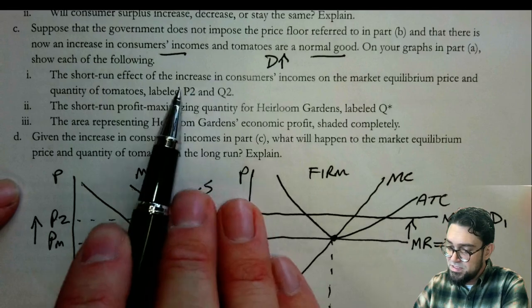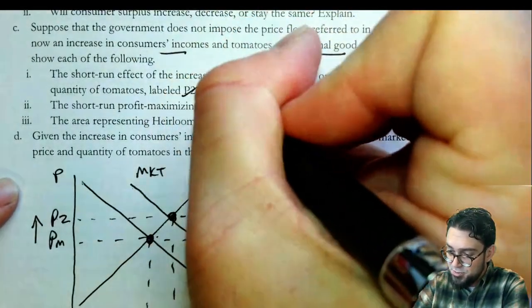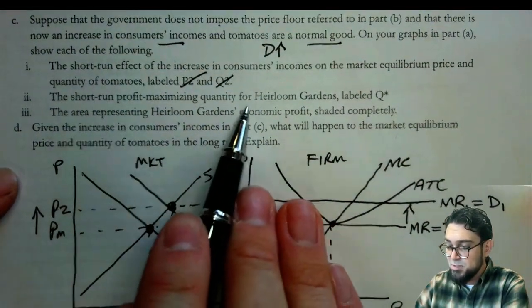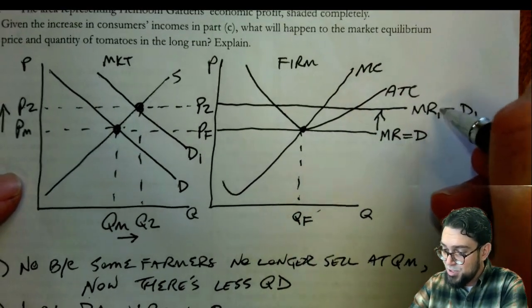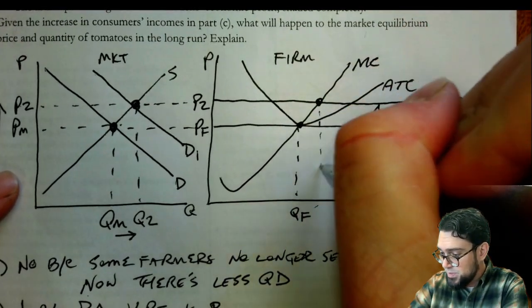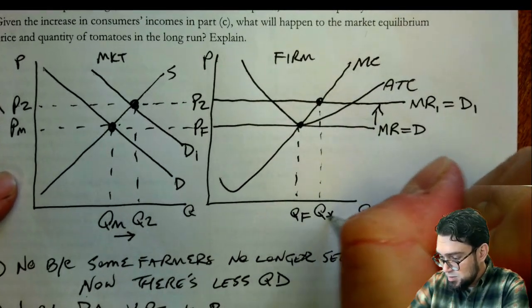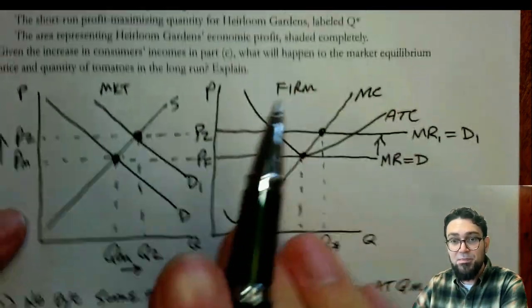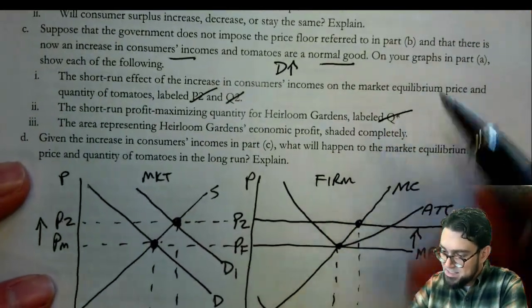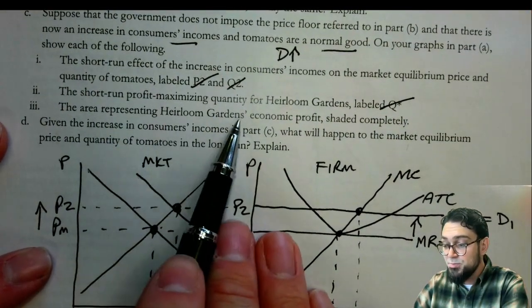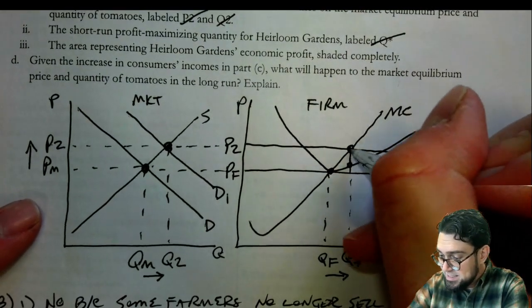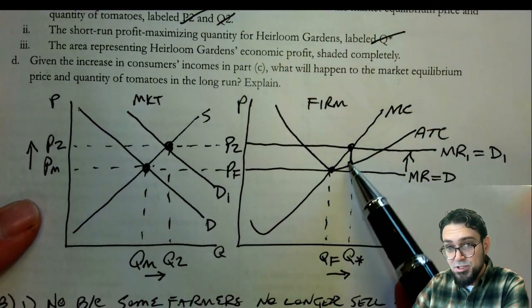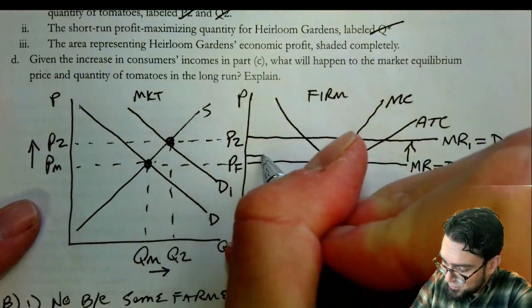And it says for this next part, we've done the market P2 Q2, short run profit maximizing quantity for Heirloom Gardens labeled Q star. So the new quantity that they produce at will be at MR equals MC. We're going to come down to Q star, and that is a larger value. And then it says, last but not least, the area representing Heirloom Gardens' economic profit shaded completely. So we're just going to go down to that ATC, right? So from the point we were just at, down to the ATC, and then over.